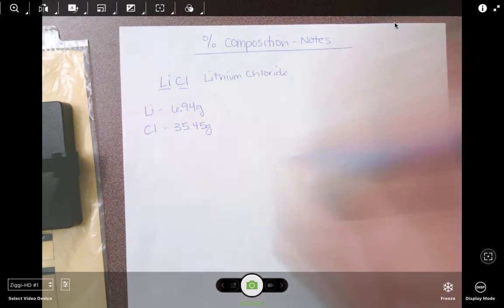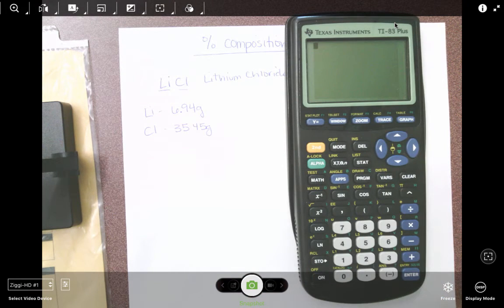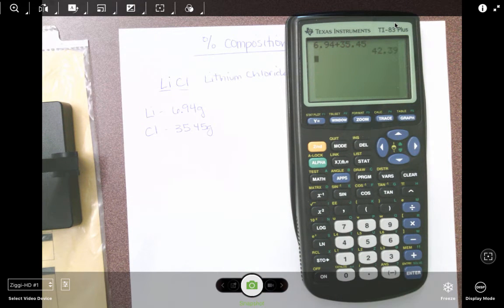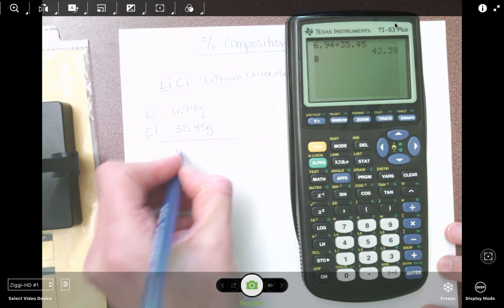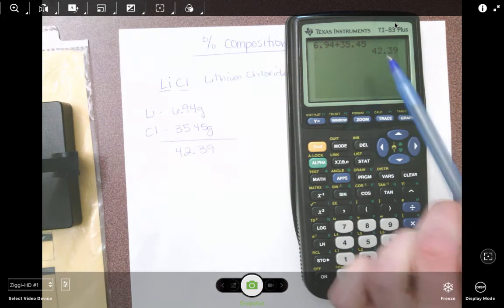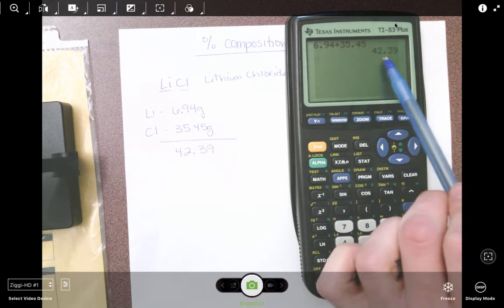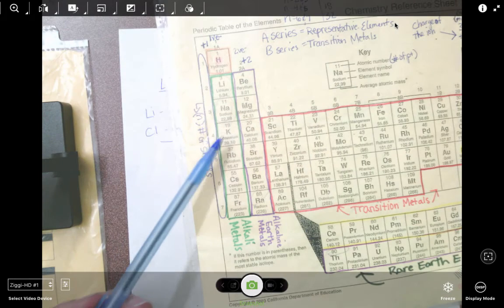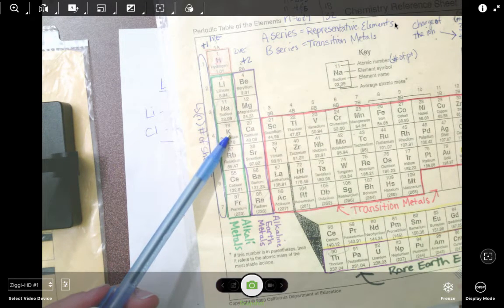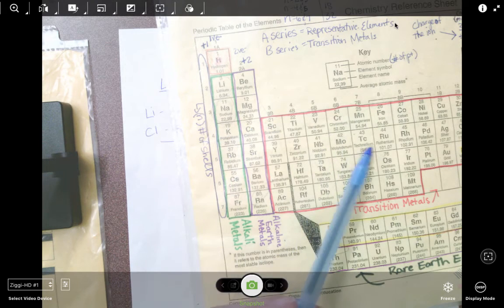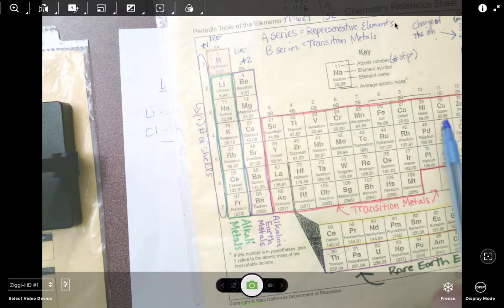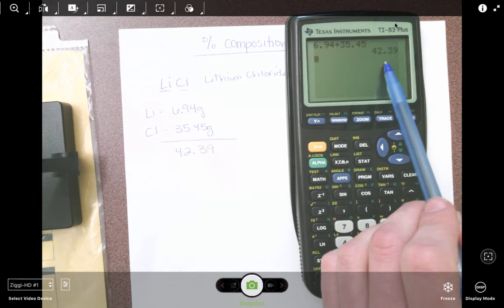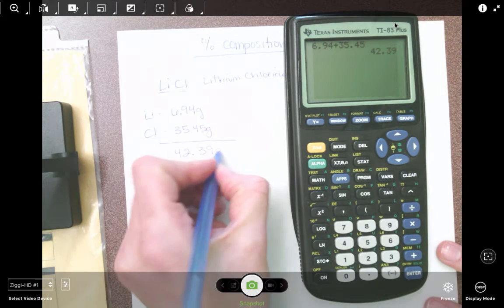Okay. The first thing you need to do is add them together and get a total. Please don't round these numbers. Write whatever number it gives you. If you look on your periodic table, almost all of these, actually I think all of them, all of these elements go 2 places past the decimal. Therefore, you need to keep your answer 2 places past the decimal.